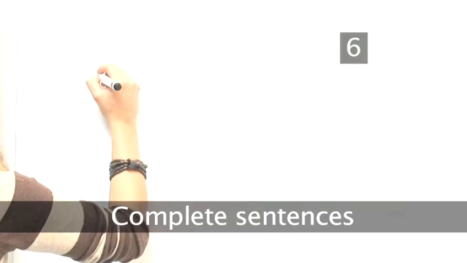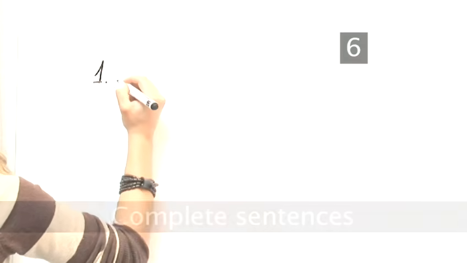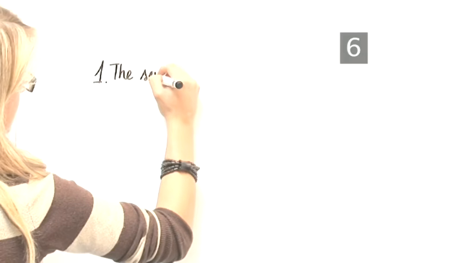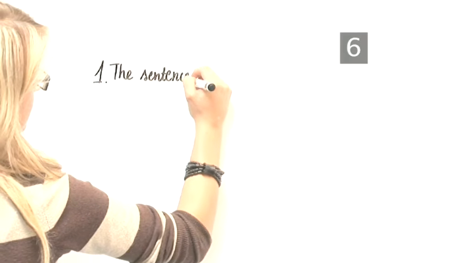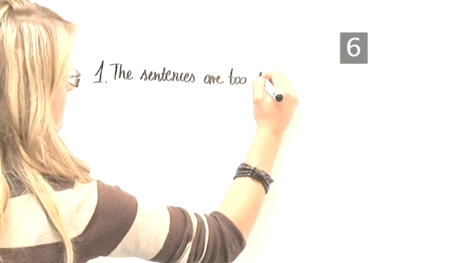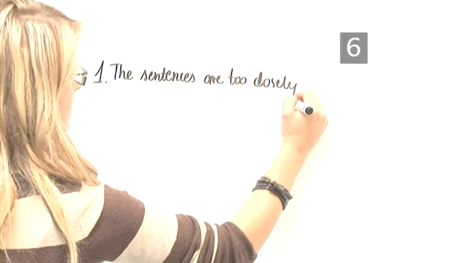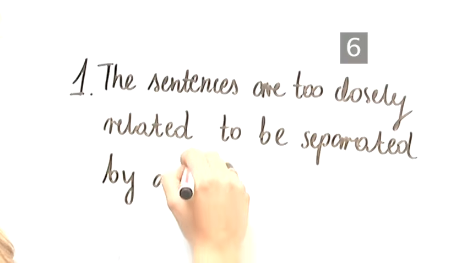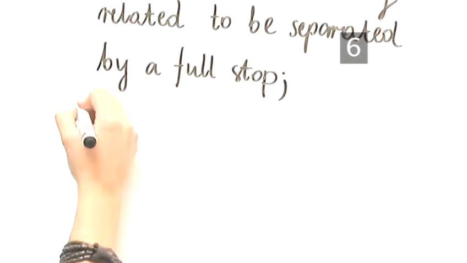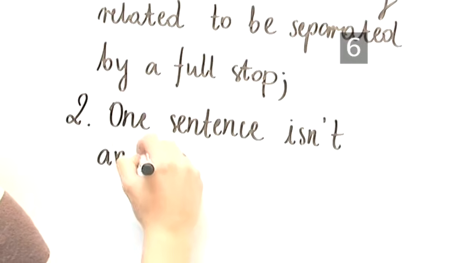Step 6. Complete sentences. To use a semicolon well, you should be satisfied that the sentences are too closely related to be separated by a full stop, and one sentence isn't a direct explanation of the last. You can do this in list form too. 1. The sentences are too closely related to be separated by a full stop. 2. One sentence isn't a direct explanation of the last.